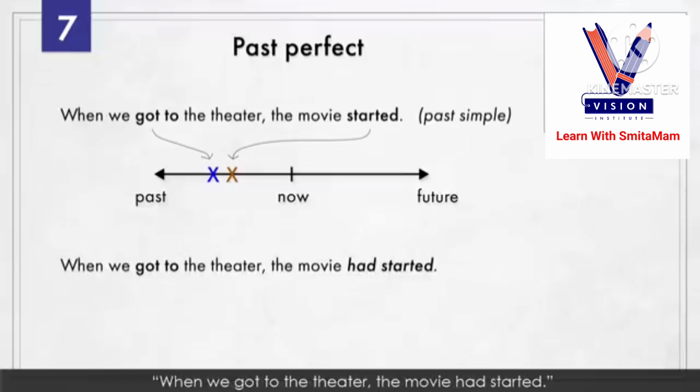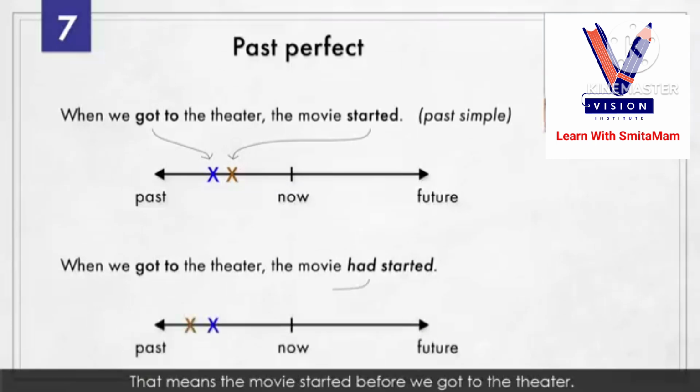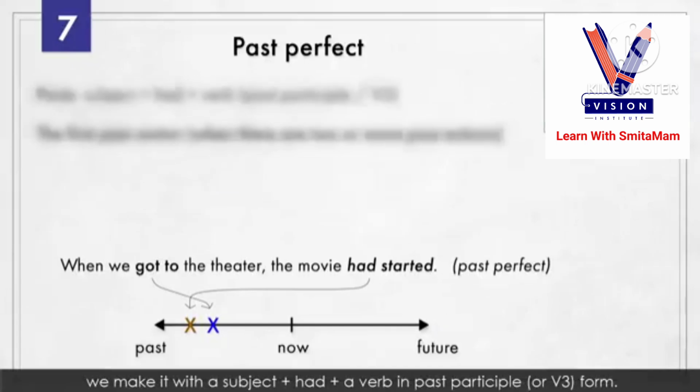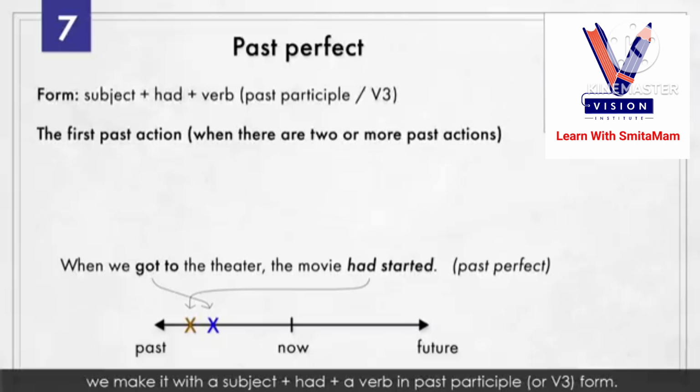When we got to the theater, the movie had started. That means the movie started before we got to the theater. So the movie started first, then we arrived. This is the past perfect tense. We make it with subject plus had plus verb in the past participle or V3 form.